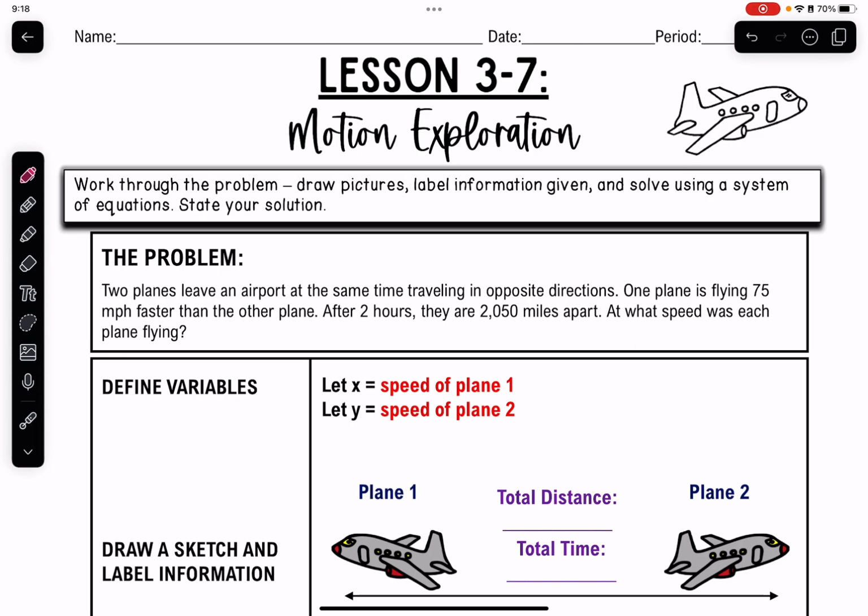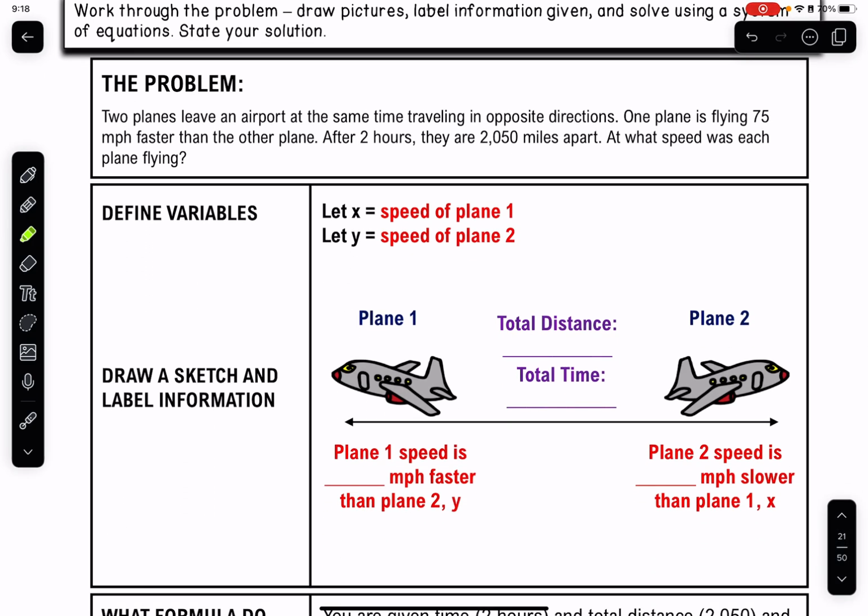Reading this question further, one plane is flying 75 miles faster than the other plane. I don't know the speeds, but I know one plane is going 75 miles per hour faster than the other. And I also know that after 2 hours, they are 2,050 miles apart. So I want to know at what speed each plane was flying. We have a lot of things going on here, and I gave you the most filled out version of the notes as possible to help us out.